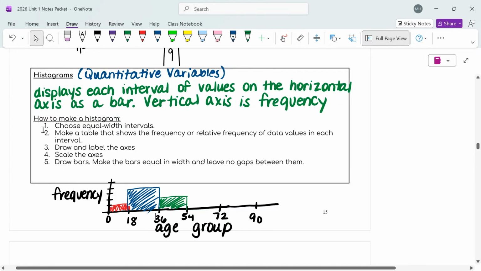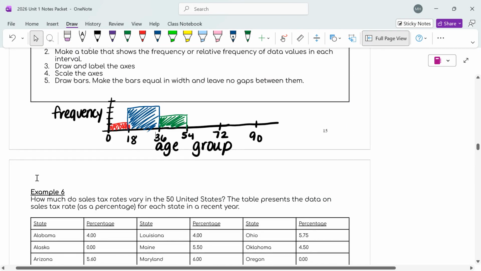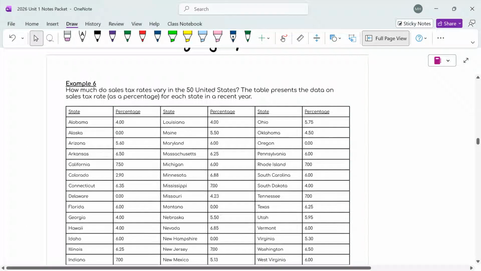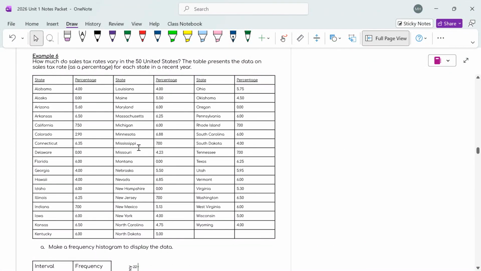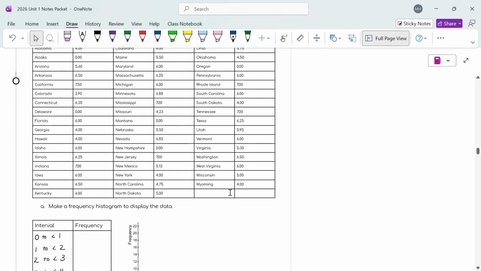So here's some directions on how to make a histogram. We're going to make our own using the tax rates from the 50 states. So here we have our 50 states and the list of the sales tax rate as a percentage from a recent year. So if you look through here, interesting, Alaska had 0%. Let's see, where's Kentucky? Kentucky had 6%. So we're going to make a histogram of this data.